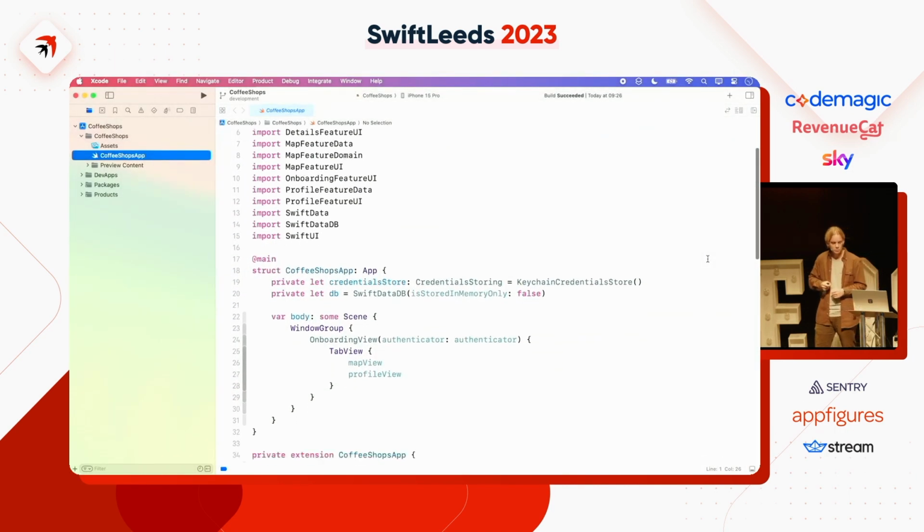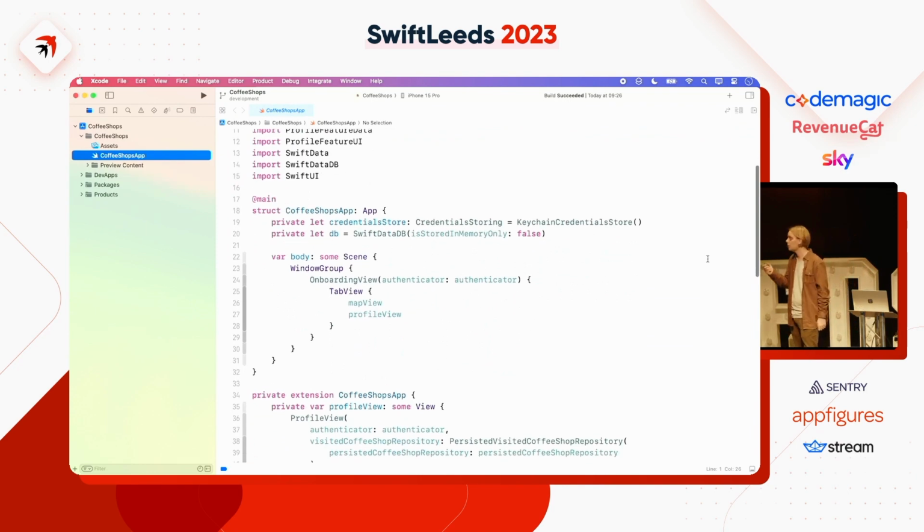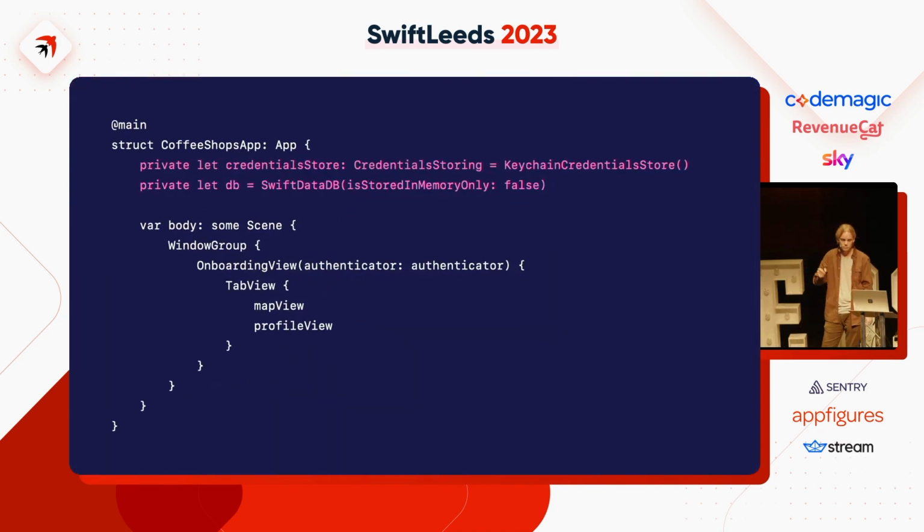So let's scroll down to meet our first composer, and we'll turn our attention to the coffee shop's app struct that conforms to the app protocol. And here we'll find two composers, their properties: the credential store property and the DB property. The credential store creates a keychain credential store that contains our users' credentials, and the DB property holds a reference to an instance of Swift Data DB that sets up our Swift data stack.